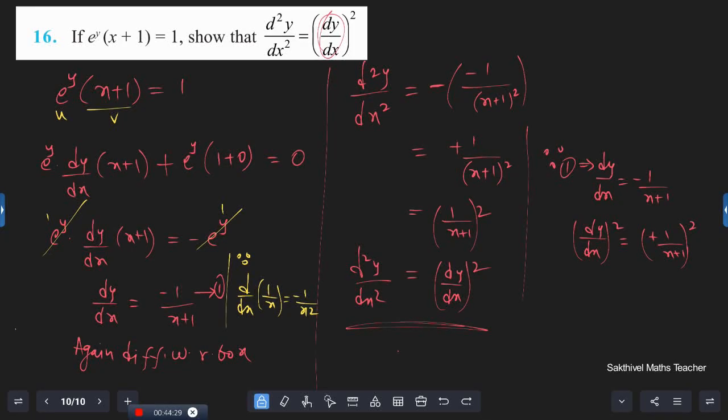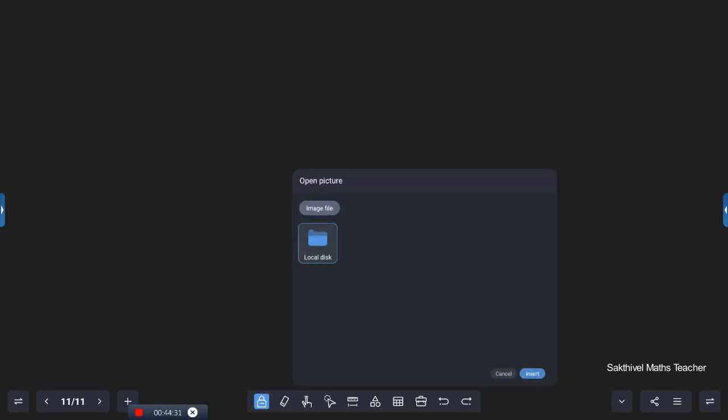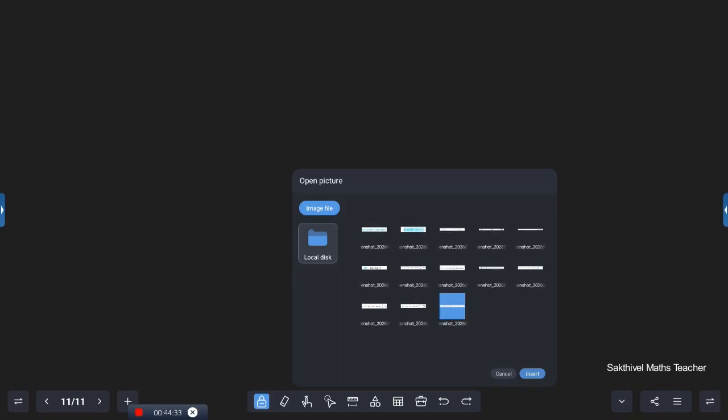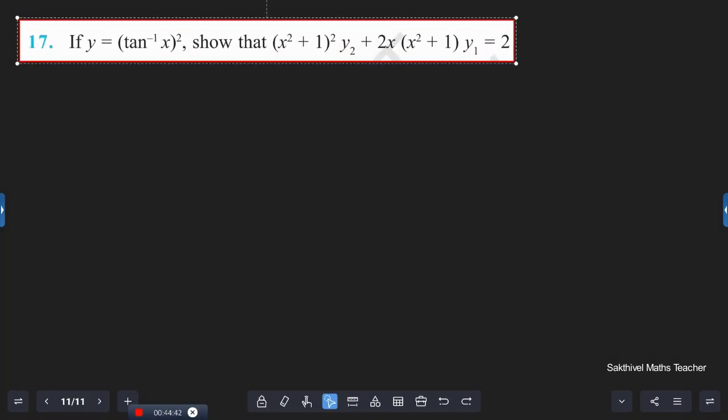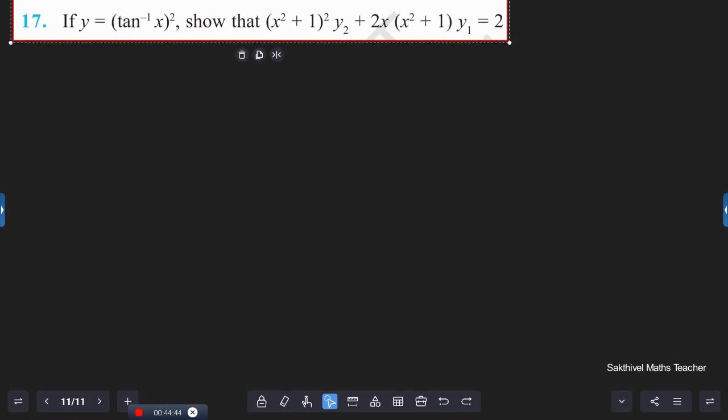Right. Next, the last question from this exercise. 16th we have done, right? Yes. 17th, the last question of this. Listen. So what is that? y is equal to (tan inverse x) whole square.